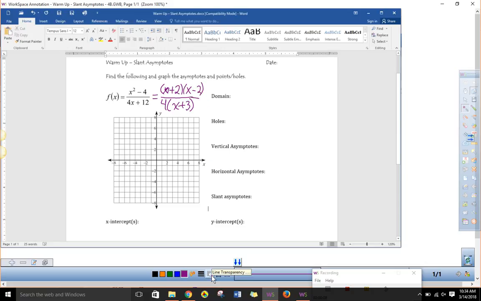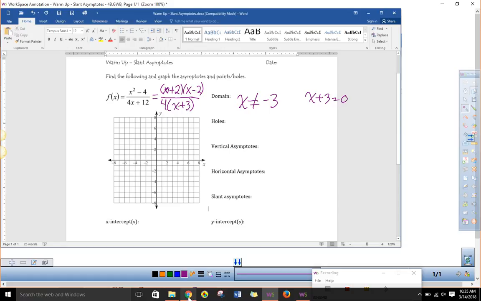So, what information can you give me? The domain. What is the domain? X does not equal -3. And where's that coming from? What are you doing? Putting X plus 3 equals 0. Very good. X plus 3 equals 0 from the denominator.